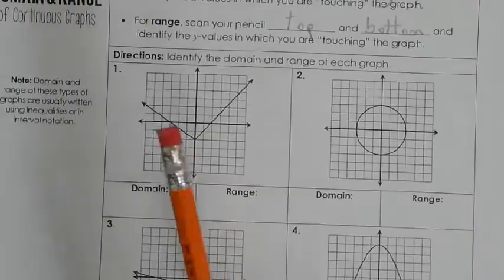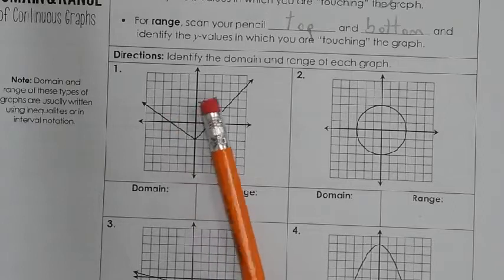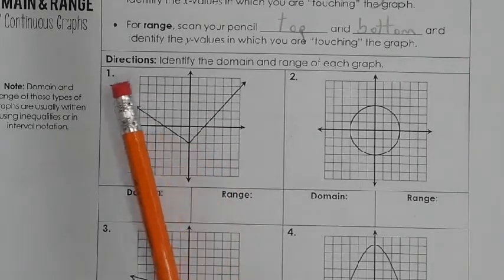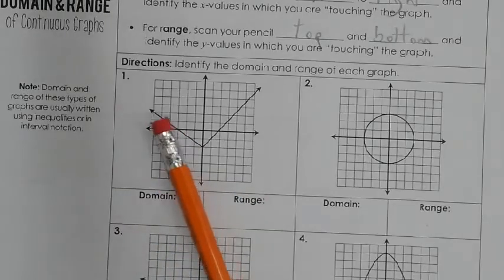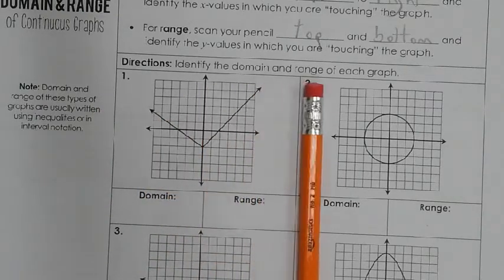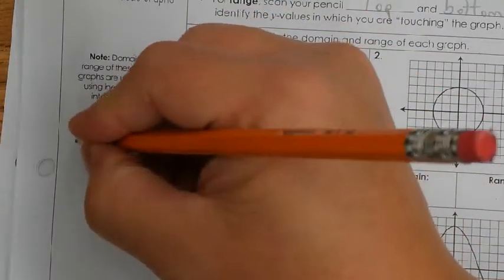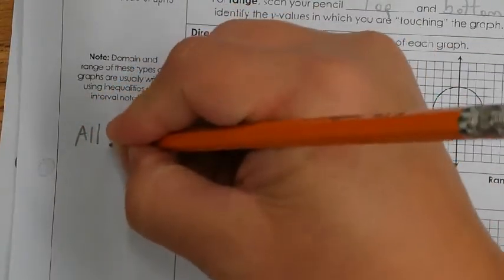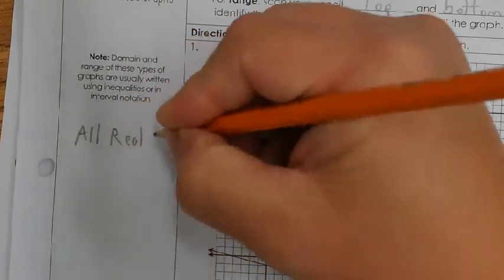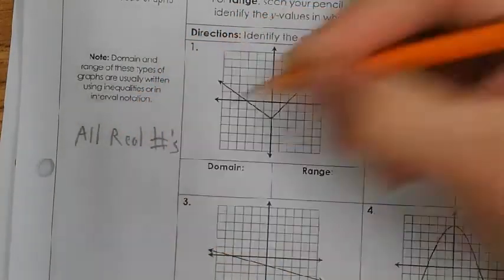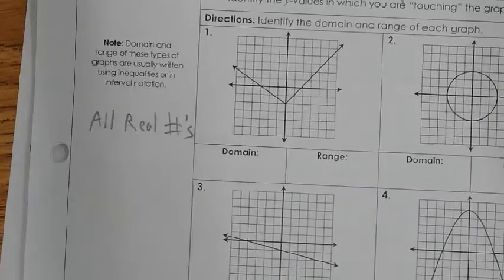Scan your pencil left to right. Going left, how long does this graph go on? Forever. Scanning it right, how long does it go on? Forever. So whenever you have something that goes on forever, it's called all real numbers. So whenever it goes on and on forever, it's called all real numbers.